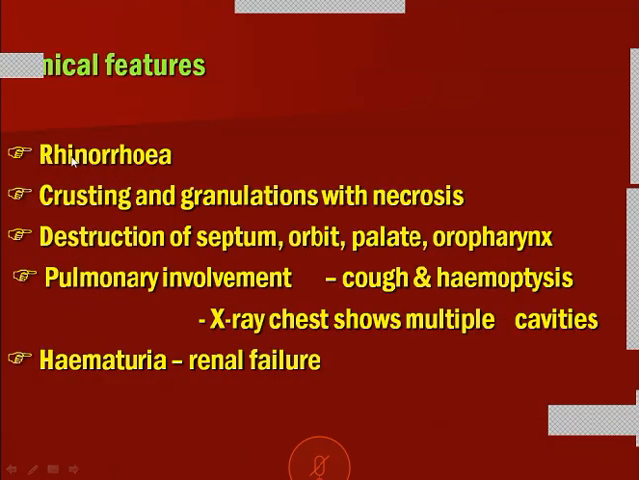Here, the patient will have rhinorrhea, crusting and granulations with necrosis of the nose and nasal septum, destruction of the septum, going up to the orbit, palate, and the oropharynx. Then there will be pulmonary involvement. The patient will have cough, blood-stained sputum, hemoptysis, and X-ray chest shows multiple cavities. And then for kidney involvement, if there is any hematuria, one has to suspect kidney involvement.